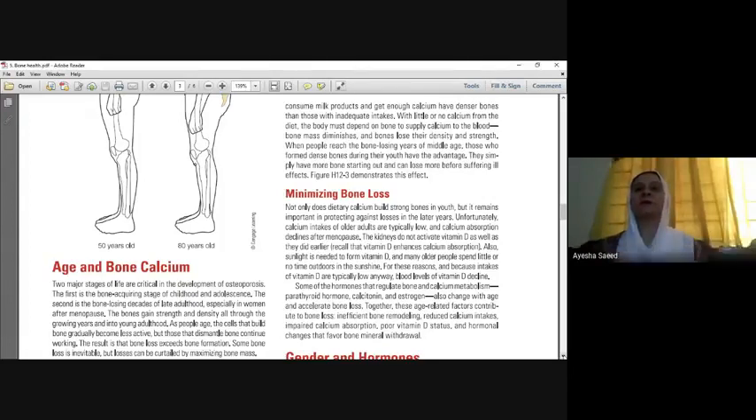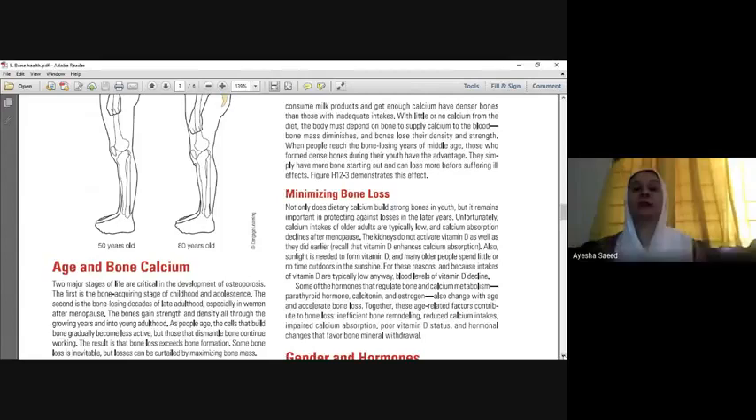So, how can we minimize bone loss? Not only does dietary calcium build strong bones in youth, but it remains important in protecting against losses in the later years. If we have an ample amount of calcium in the later years, the calcium needed to maintain the normal blood levels and the normal functions of the body will be taken from the diet but not from the bones.